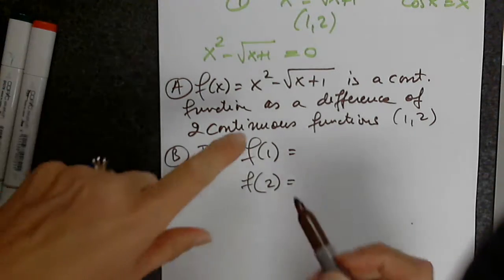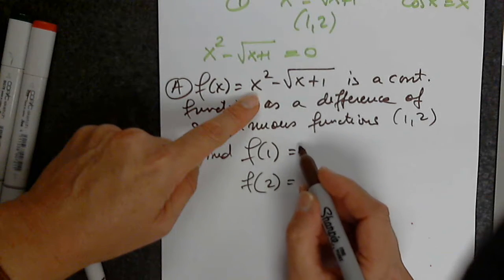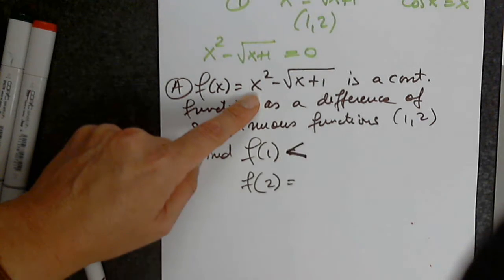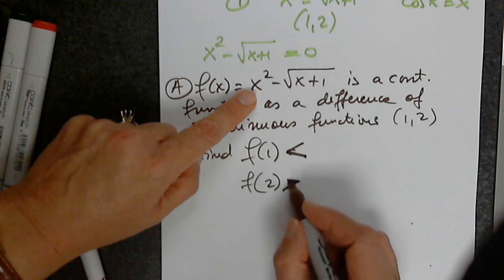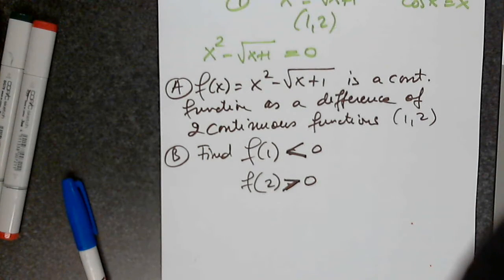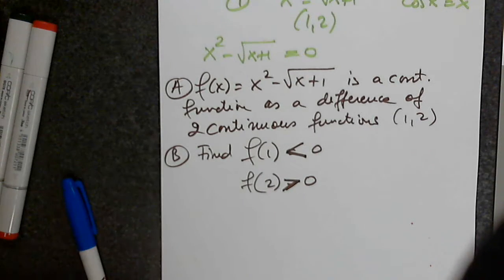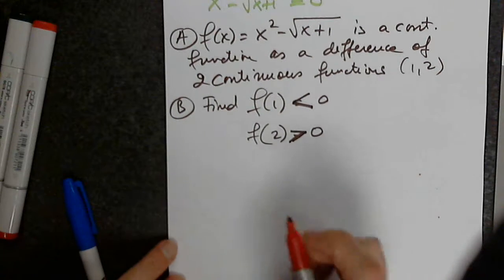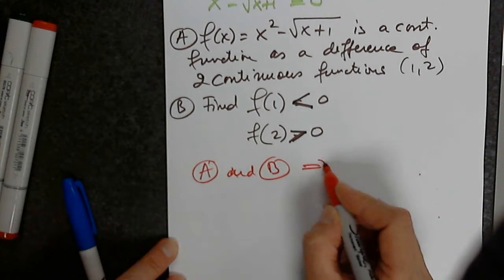Okay, so I plug in 1: 1 minus the square root of 2. This is a negative number. That's all I need to know. I plug in 2: 4 minus the square root of 3. This is a positive number. That's all I need to know. I don't really need the number. I just need to verify that it's indeed negative or positive or the other way around. And what do I conclude then? From A and B, I conclude what?